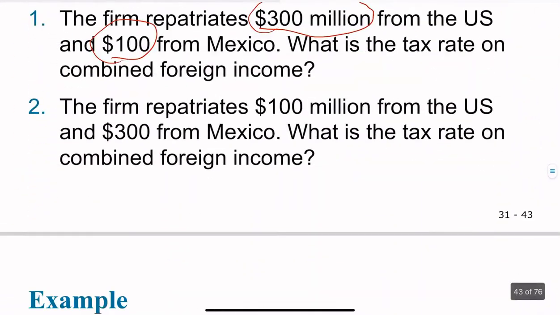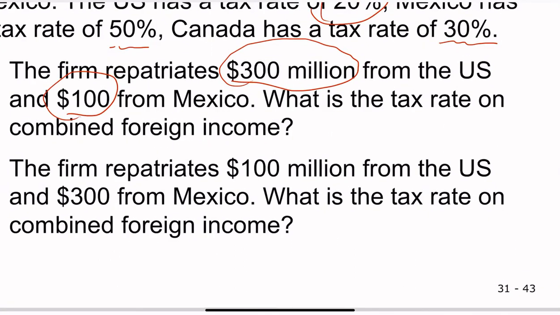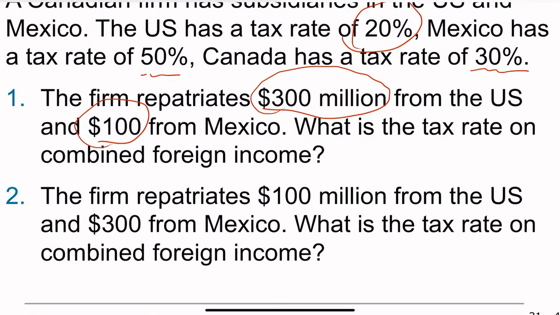Okay, now let's see the second example. It's pretty similar to the first one, you just have different numbers, so we can go faster in the second problem. Now the firm repatriates $100 million from the US and $300 million from Mexico. What is the tax rate on the combined foreign income?